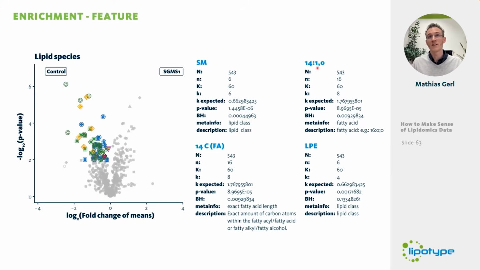But you also can see that there's a 14:1 fatty acid, which is significantly enriched, or 40 carbon atom length fatty acid in general, but also the LPE class. This is only significantly enriched by p-value, but if you correct, not anymore. But it's still interesting, and you might find this important as a follow-up if this is really something that is working.